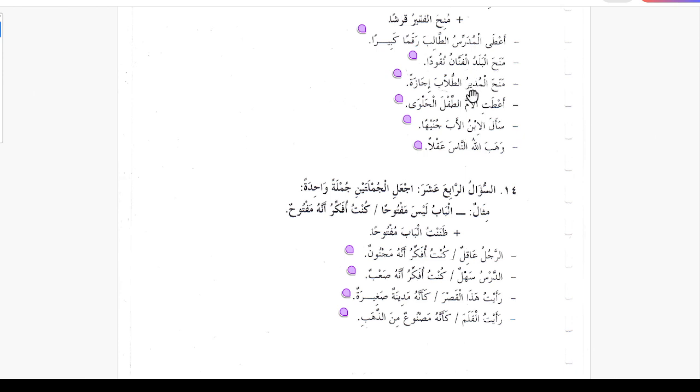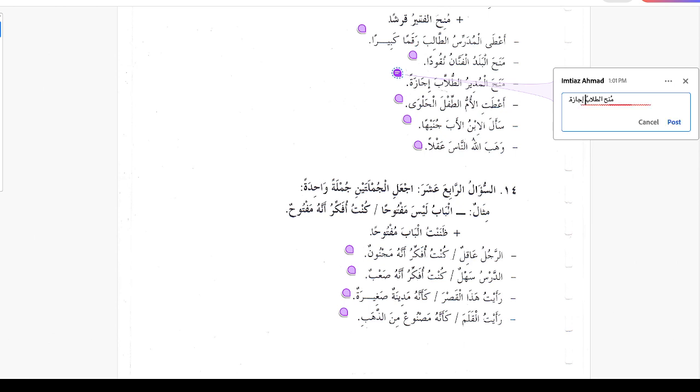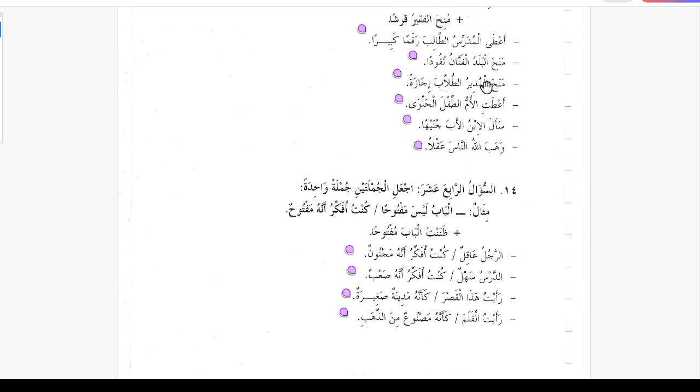So in the passive form this is going to be out, and this is going to become the naib file with the dhamma sign here. So we can say manah will change to muniha at-tullabu. So this is at-tullabu. This is going to be naib file. Ijazatan. So the students were granted vacation.